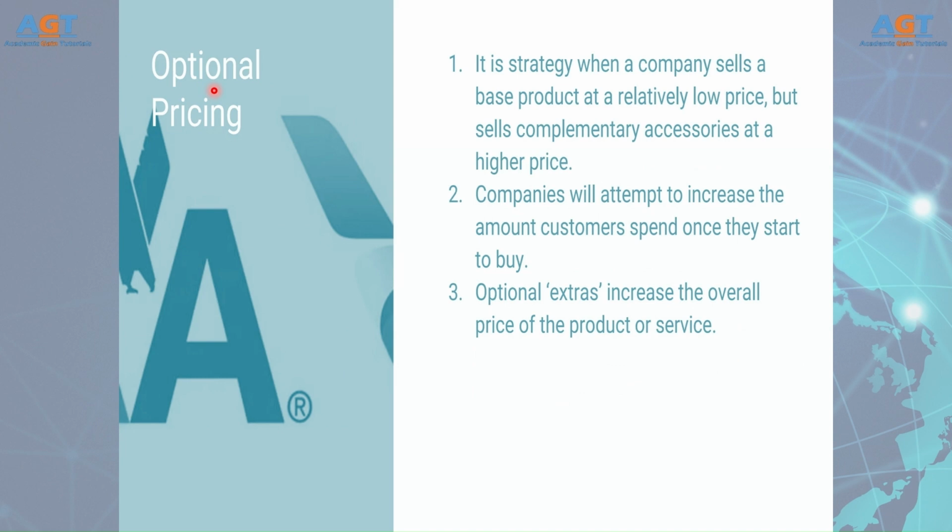Optional pricing. Optional pricing is when a company sells a base product at a relatively low price but charges higher prices for additional features or complementary accessories. The goal is to increase how much customers spend after they start buying. Optional extras increase the total price of the product or service. Now we move to a very common strategy used in services and software as well: bundle pricing.